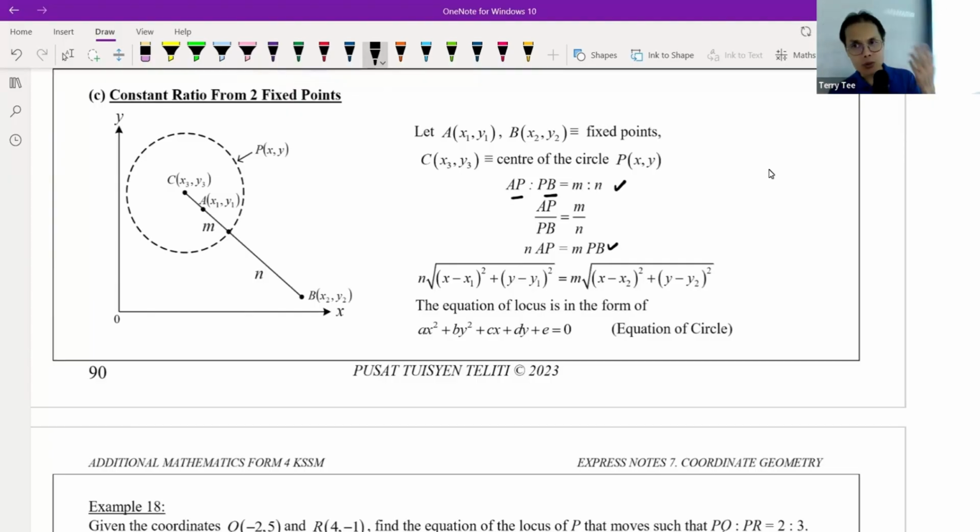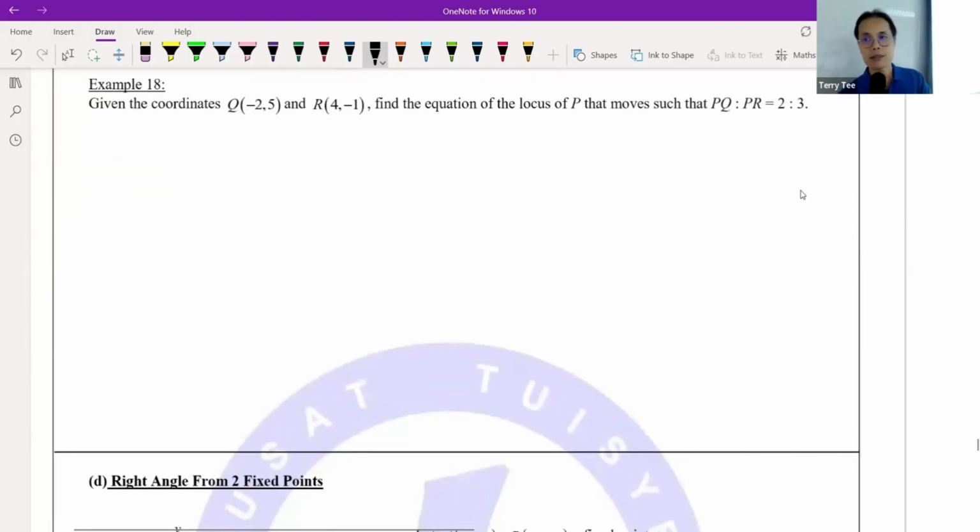Now this is a bit unique as a circle because it's a circle with a different center. The center is not at A, it's not at B. The center is at another point C. But you don't need to know where the point is. You don't have to find the coordinates. So let me show you one example.